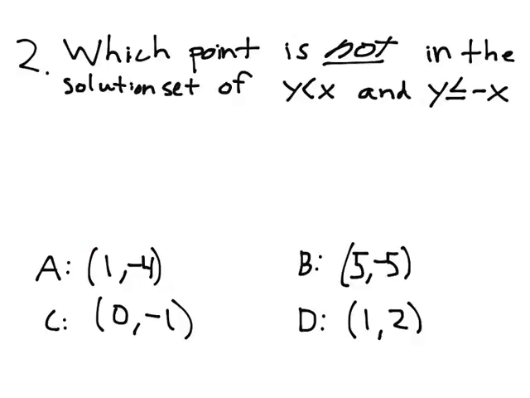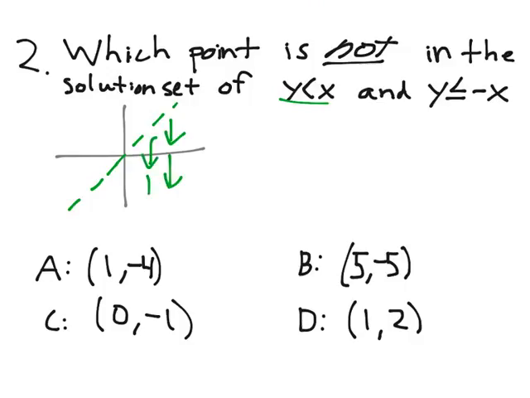Now for number 2. Which point is not in the solution set of y is less than x and y is less than or equal to negative x? Let's start by graphing it really quickly. So y is x is just going to look like this line. Actually, I don't care about y is x. I care about y is less than x. So in fact, I want a dashed line, and I want to put arrows below it where it's getting filled in. So that's that part. And now y is less than or equal to negative x.